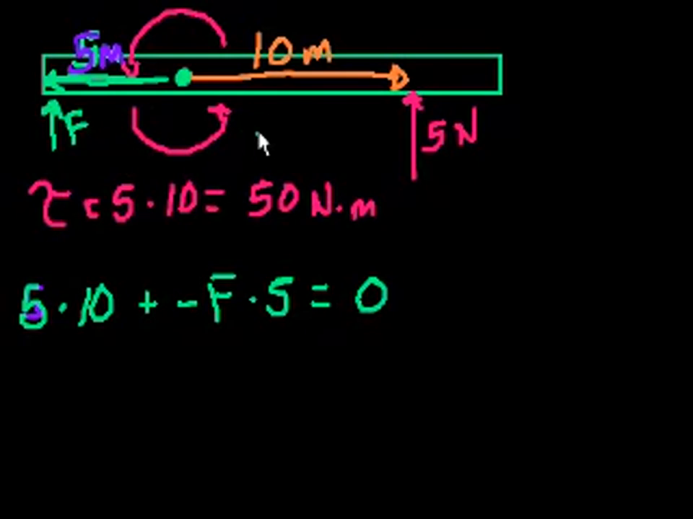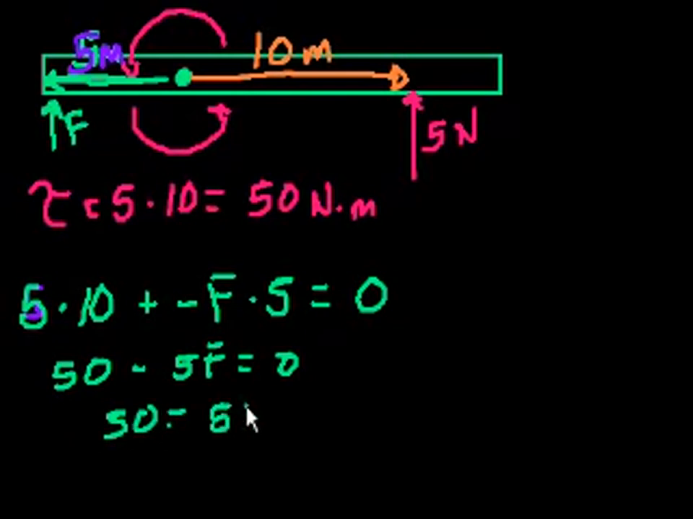The net torque is 0 because the object's rate of change of rotation isn't changing, or if it started off not rotating, it's still not rotating. So here we get 50 minus 5F is equal to 0. 50 is equal to 5F. F is equal to 10. And if we followed the units all the way through, we would get that F is equal to 10 newtons.